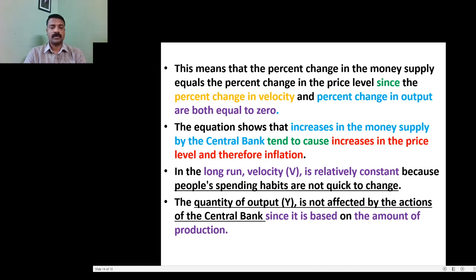ദ ക്വാണ്ടിറ്റി ഓഫ് ഔട്ട്പുട്ട് ഈസ് നോട്ട് അഫക്റ്റഡ് ബൈ ദ ആക്ഷൻസ് ഓഫ് ദ സെൻട്രൽ ബാങ്ക് സിൻസ് ഇറ്റ് ഈസ് ബേസ്ഡ് ഓൺ ദ എമൗണ്ട് ഓഫ് പ്രൊഡക്ഷൻ. അപ്പൊ ക്വാണ്ടിറ്റി ഓഫ് ഔട്ട്പുട്ട് എന്ന് പറയുന്നത് സെൻട്രൽ ബാങ്കിന്റെ ആക്ഷന് അനുസരിച്ച് ചേഞ്ച് ആകുന്നു. സെൻട്രൽ ബാങ്കിന്റെ ആക്ഷൻ അനുസരിച്ച് മോണിറ്ററി പോളിസീസ് ചേഞ്ച് ആകുന്നില്ല. ഇറ്റ്സ് ബേസ്ഡ് ഓൺ ദ എമൗണ്ട് ഓഫ് പ്രൊഡക്ഷൻ. Right. Thank you.